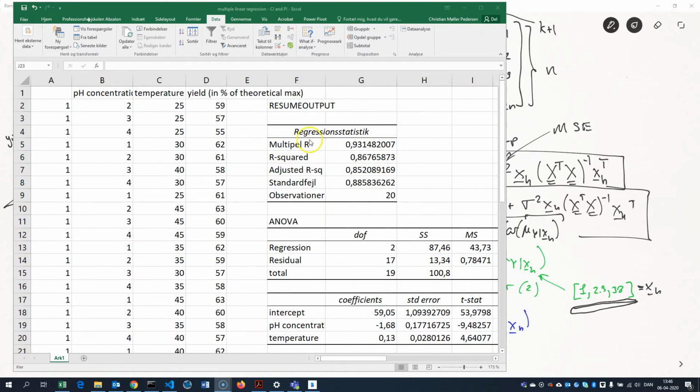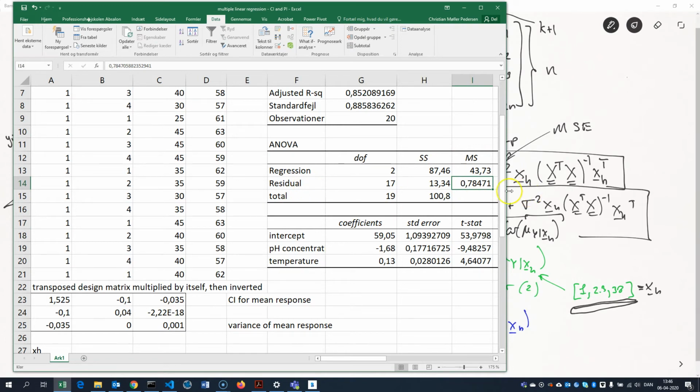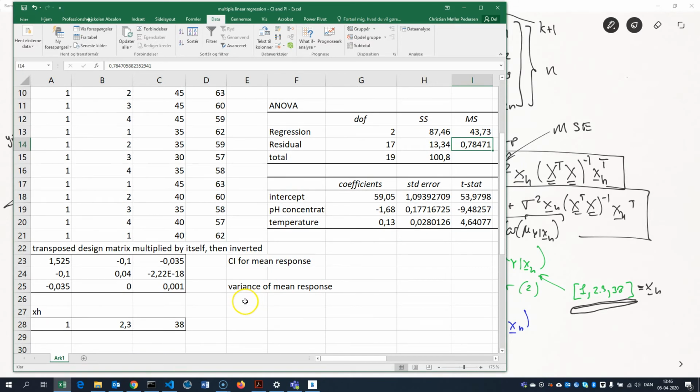Alright, so here we are. We have the regression statistics here, and the figure that we need is the mean square error here. So it's the residual, the mean of the sum of the deviations of the residuals. That's our estimate for the variance in the y values, in the yields. So we find the variance of the mean response by multiplying this number here.